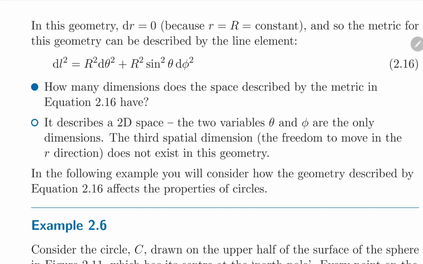How many dimensions does the space described by the metric in equation 2.16 have? It describes a 2D space. The two variables theta and phi are the only dimensions. The third spatial dimension, the freedom to move in the r direction, does not exist in this geometry. In the following example, we will consider how the geometry described by equation 2.16 affects the properties of circles.